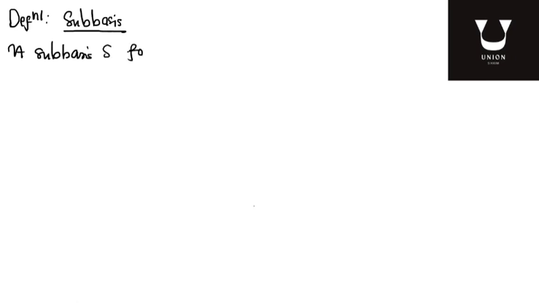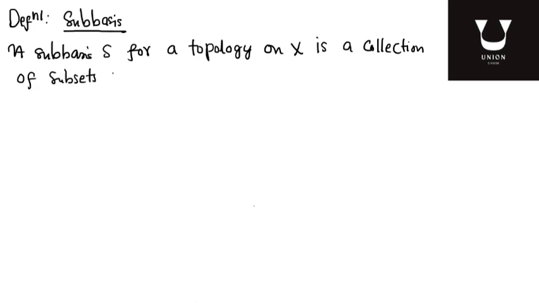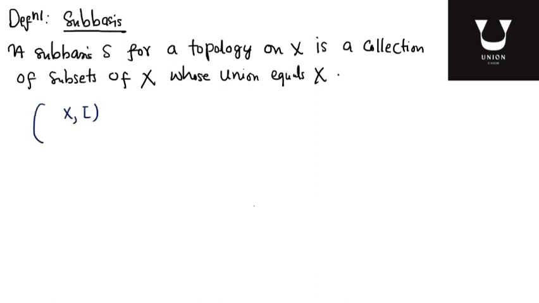A subbasis S for a topology on X is a collection of subsets of X whose union equals X. What does it mean? Suppose you have a topological space (X, tau), meaning X is a non-empty set and tau is a topology on X. You construct a set S. What are the elements of set S? The elements of set S are basically subsets of X. So S is a collection of subsets of X.